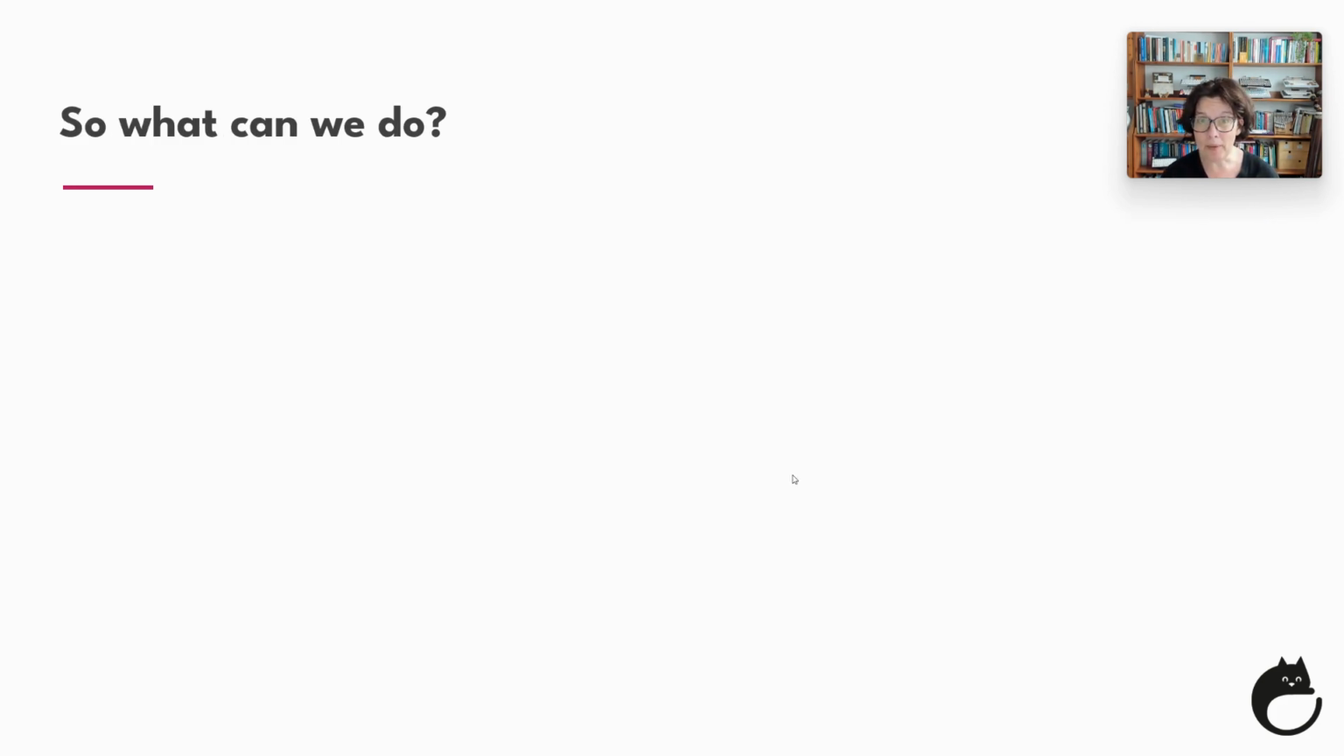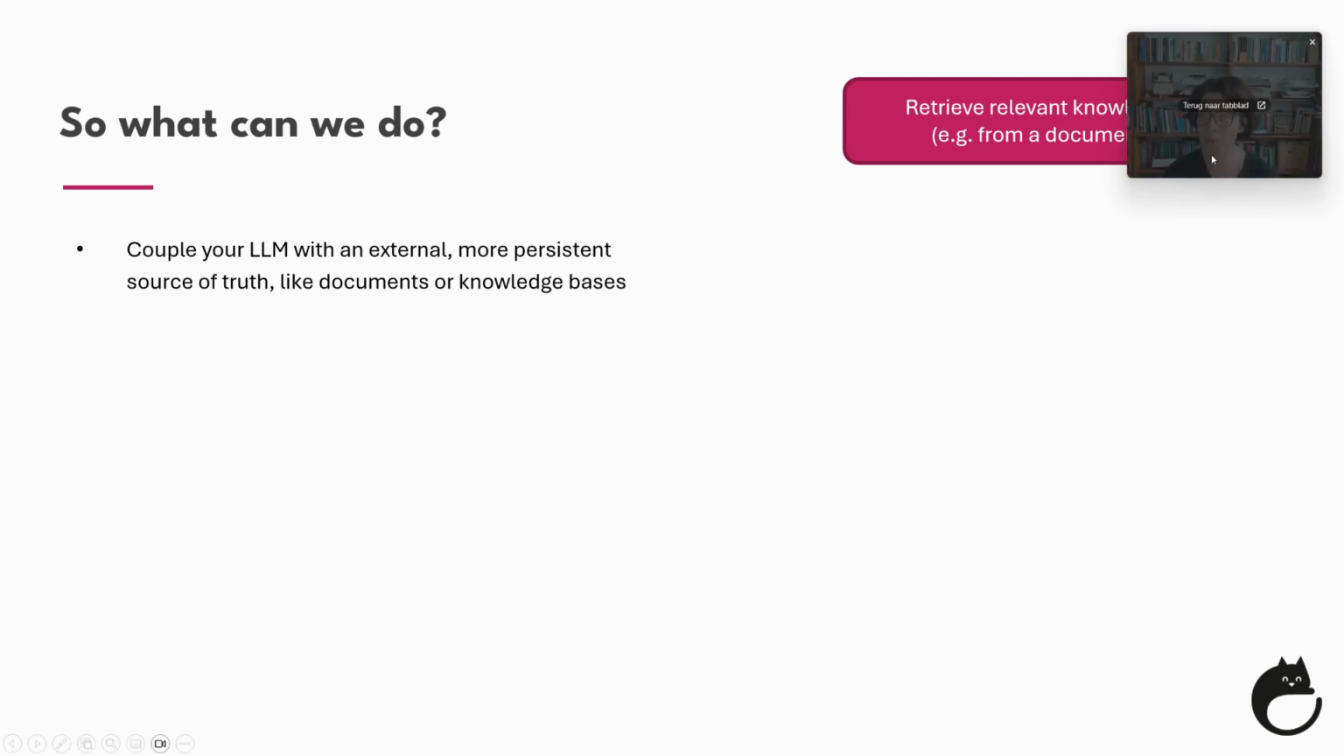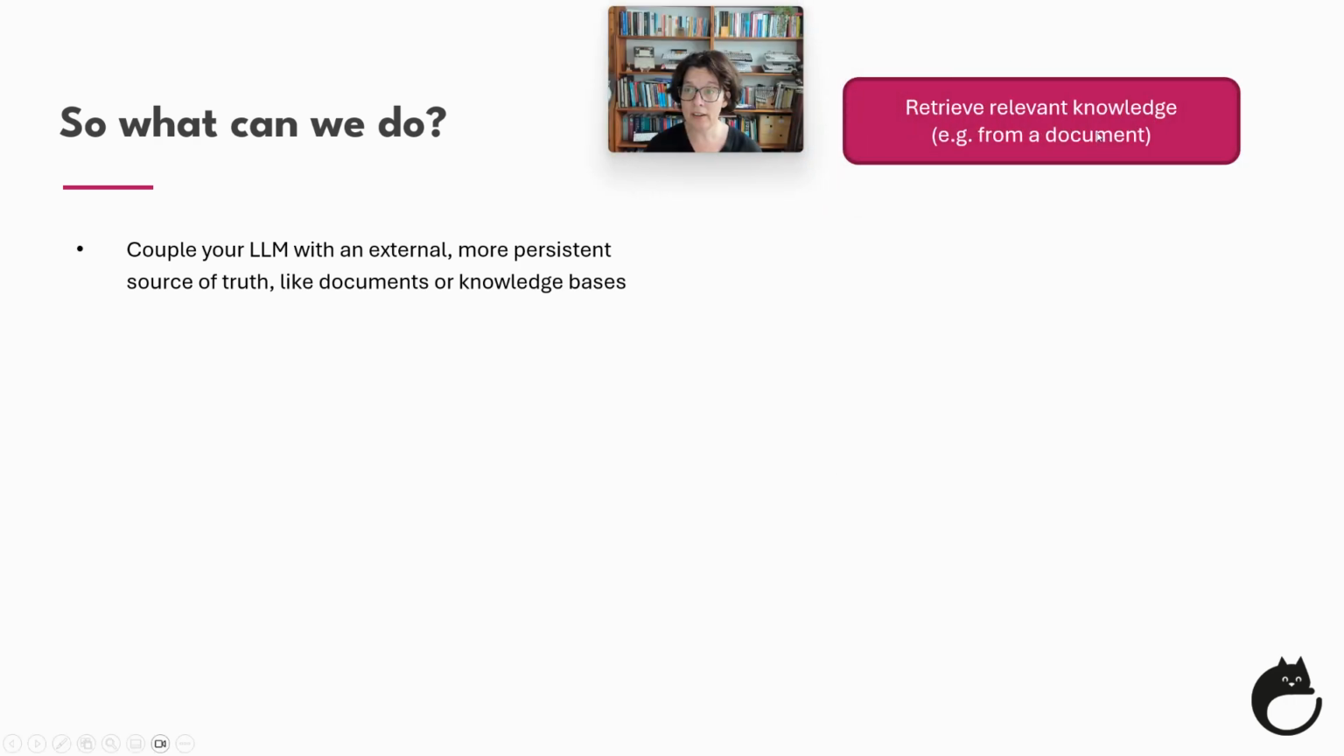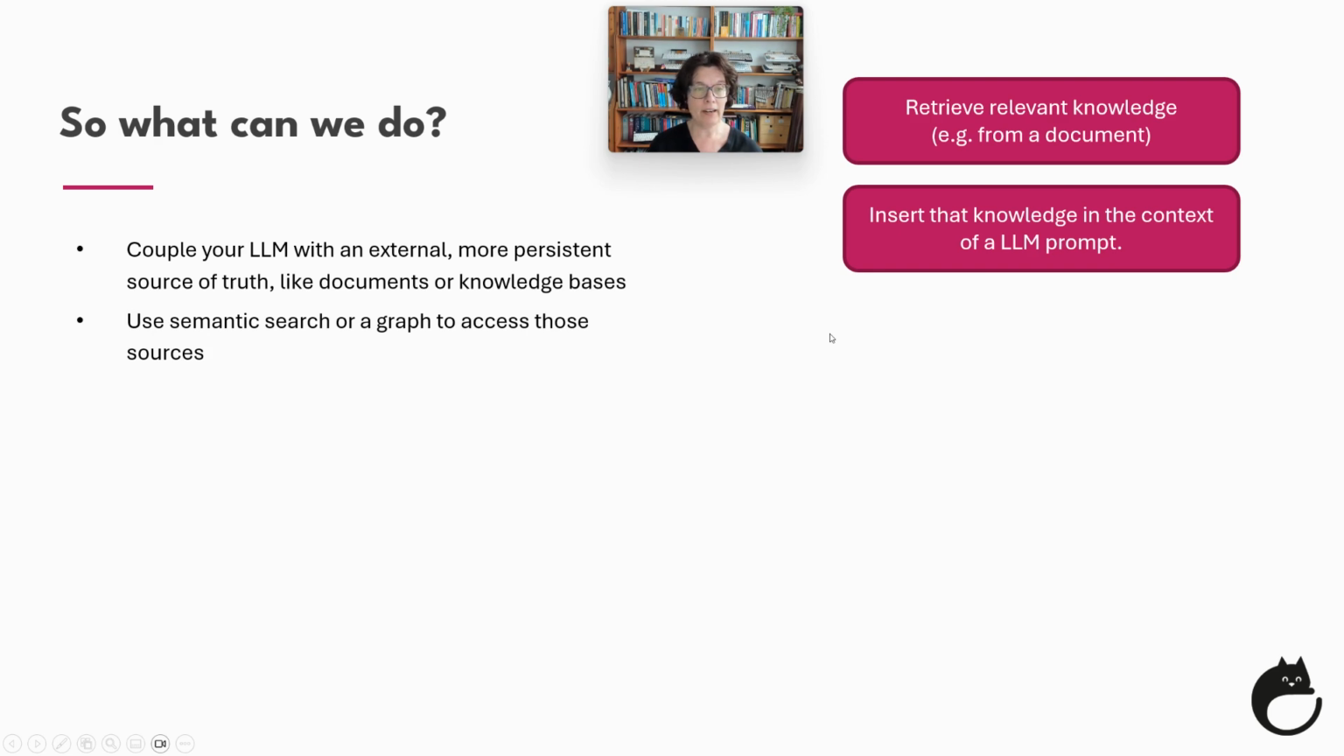What can we do about that? Well, as you might probably have heard, if you couple your large language model with external, more persistent sources of truth, like documents or knowledge bases, you might get better results. And a good example of this is retrieval augmented generation.